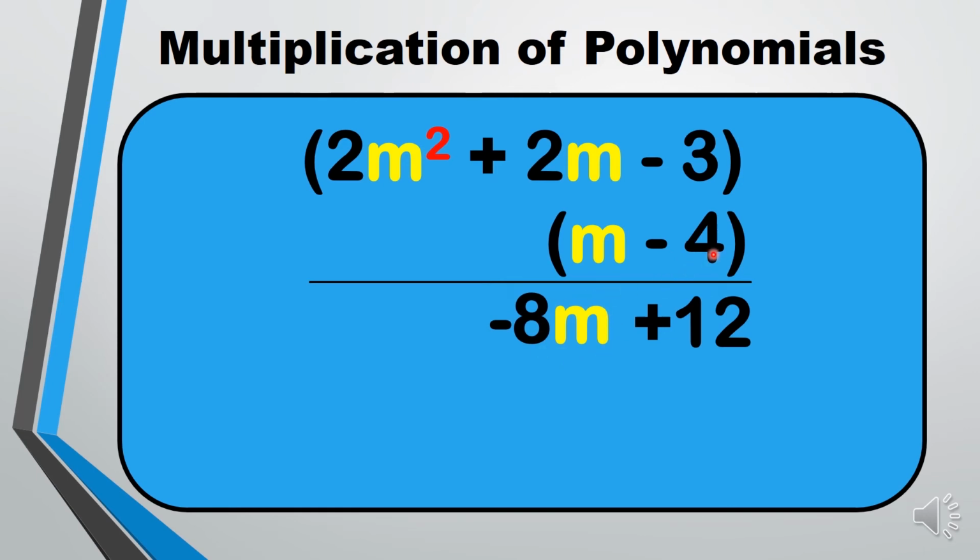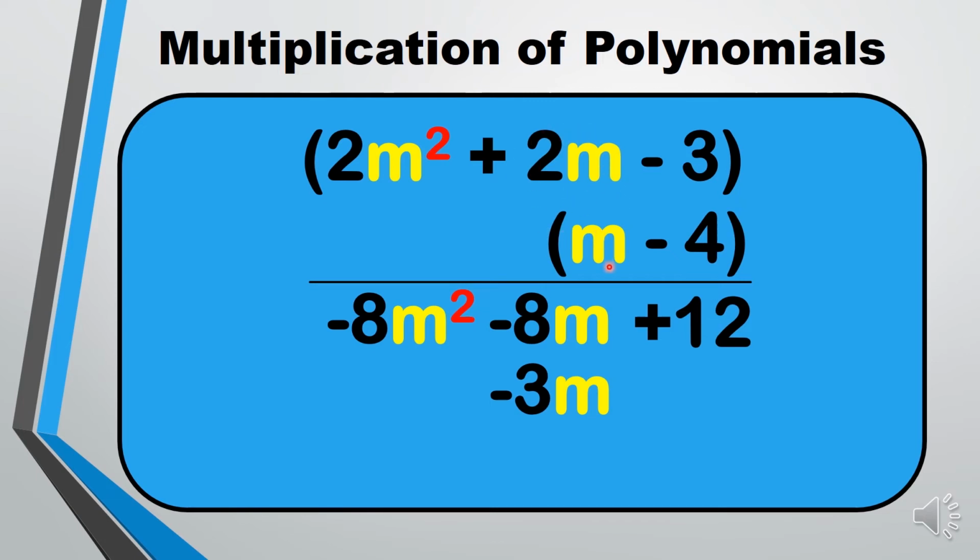Now let's have negative 4 times 2m squared. Again, we are going to multiply its numerical coefficient, negative 4 and 2, and the answer is negative 8. And now, let's copy the variable m squared. Tapos na tayo sa ating unang partial product, pumunta naman tayo sa ikalawa. M multiplied by negative 3, the answer is negative 3m. Itapat lang natin siya sa kanyang kaparehas na variable. And now, let's proceed with m multiplied to 2m.